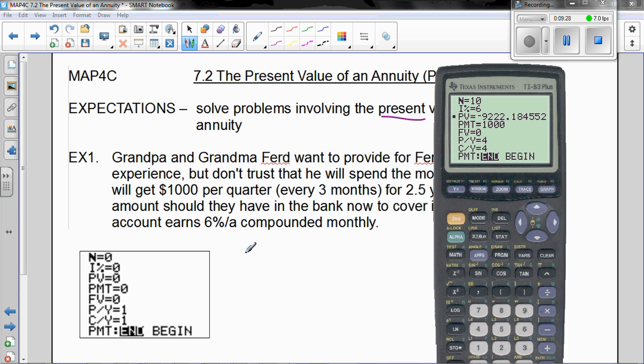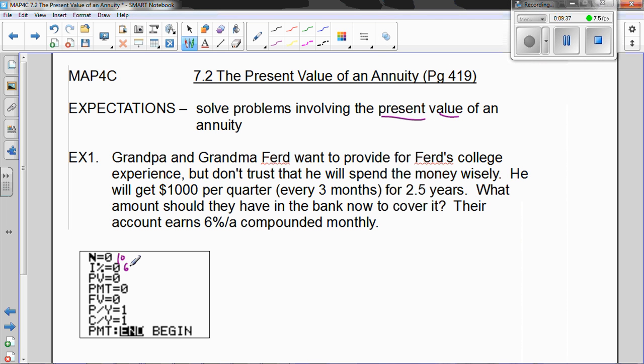So let me just put the note here. I'm going to copy into our notes. That was 10, and that was 6. This is what we solved for. It was 92, and that ended up being negative 92.218. The payment was $1,000. Future value was 0. At the end, there was nothing left in the account, and this was 4 and 4 here.